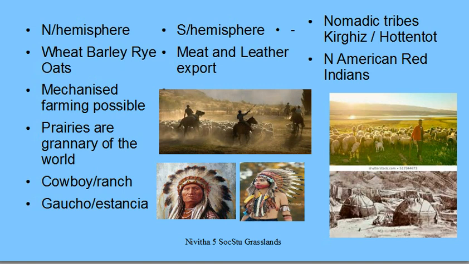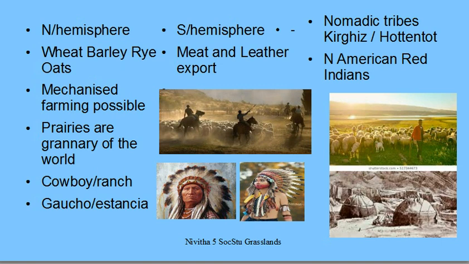The sheep and goats are good enough to provide skin or fur. In North America, the Red Indians still have some sort of nomadic life. And then you have the Hottentot tribes. The Hottentot tribes are found in South Africa. So in the Veld, you will find the Hottentot tribes.